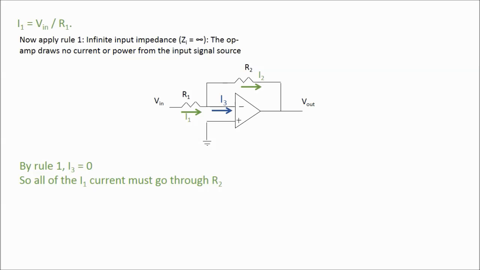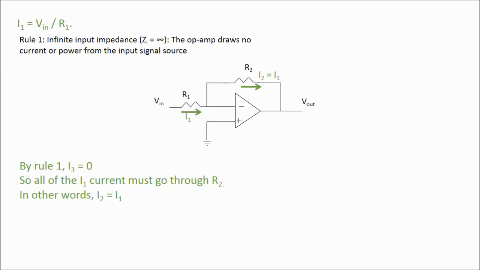The current that I have labeled I3 in this drawing that's going into the inverting input must be 0 according to that rule, Rule 1. In turn, that means that all of that current I1 must be going through resistor 2. In other words, I2, the current through resistor 2, must equal I1, the current through resistor 1.